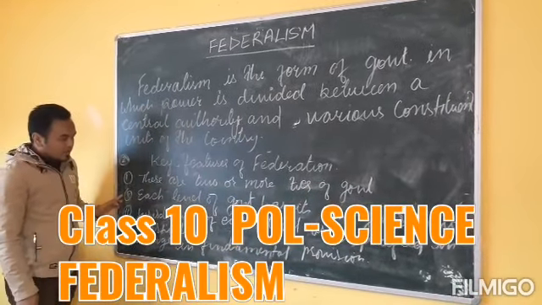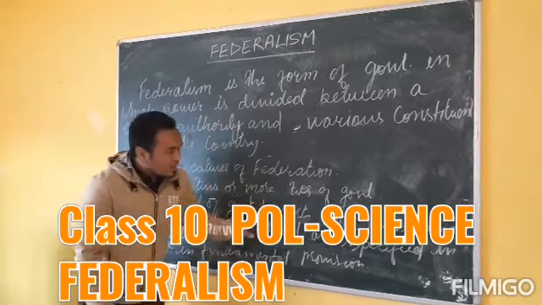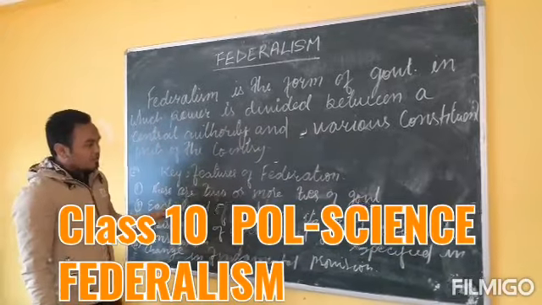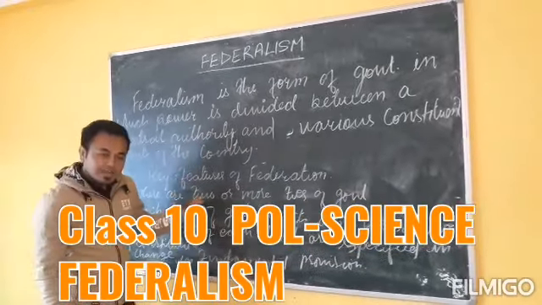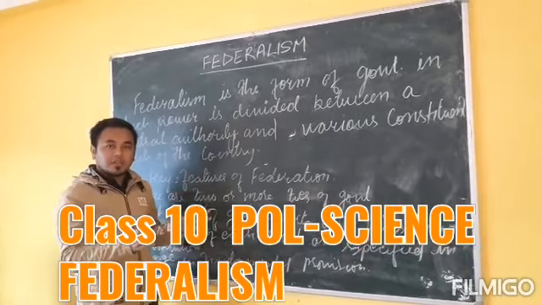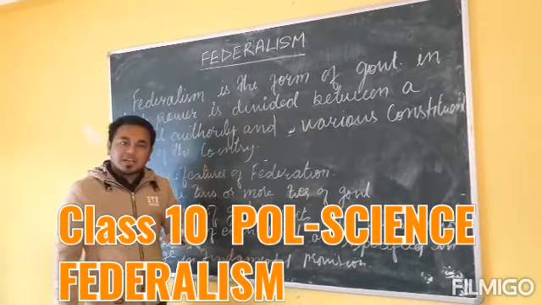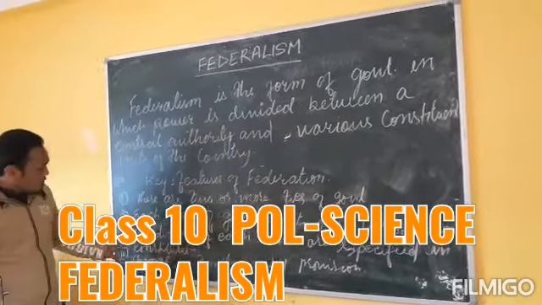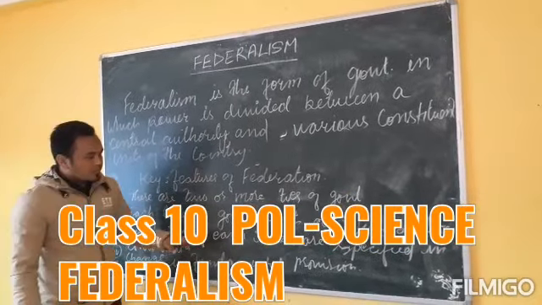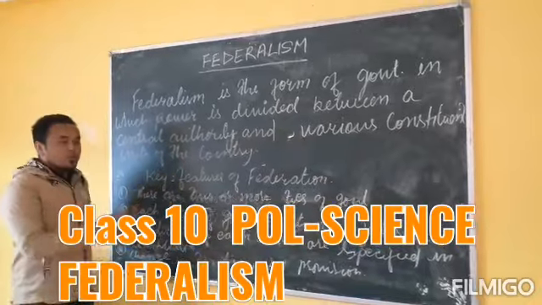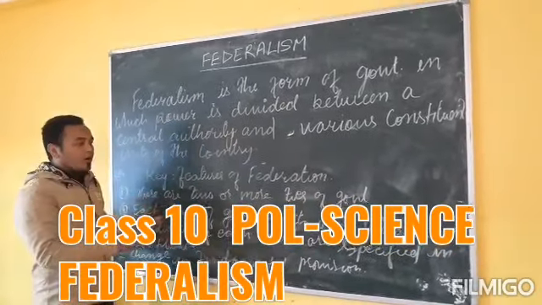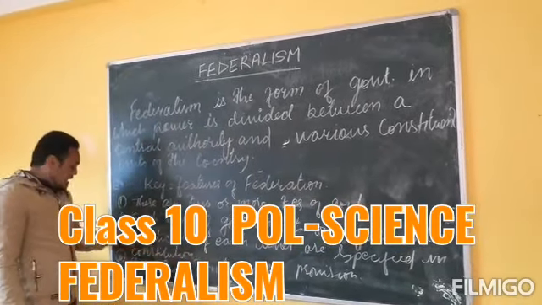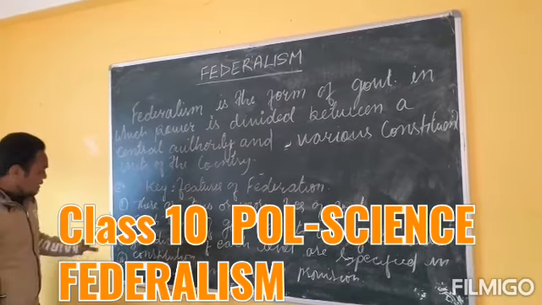Number two feature of federalism is each level of government has its own jurisdiction. This says that each level of government has its own area of jurisdiction. The central government cannot interfere in the matters of the states, and the state government cannot interfere in the matters of the central government. Number three feature of federalism is that the jurisdiction of each level is specified in the constitution. Which areas they are going to control, all those areas are specified in the constitution.